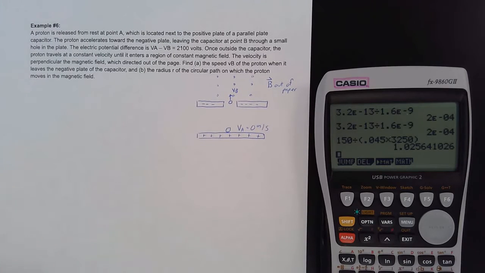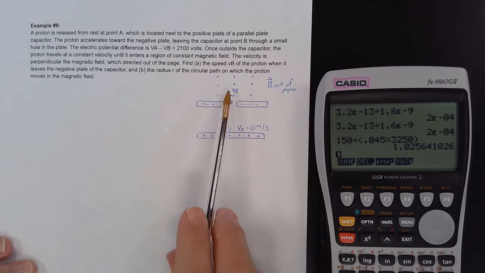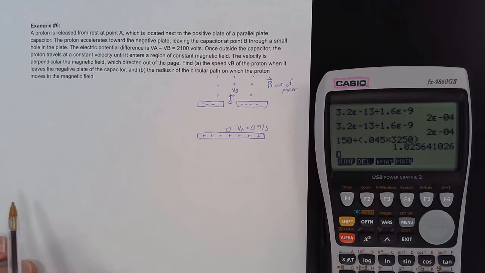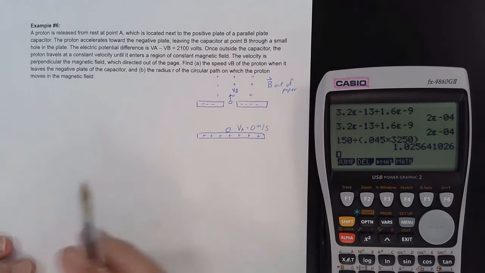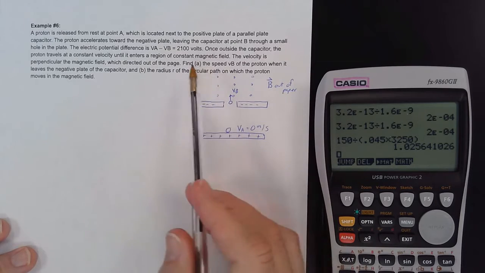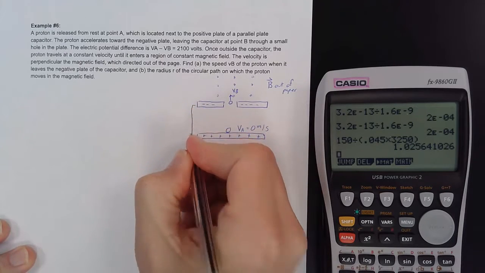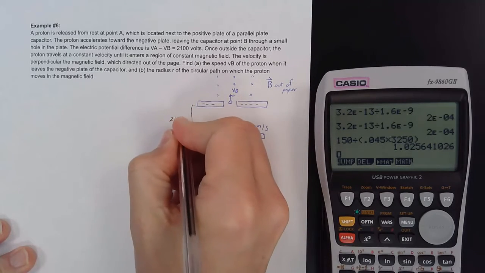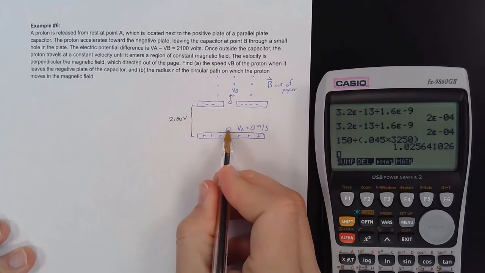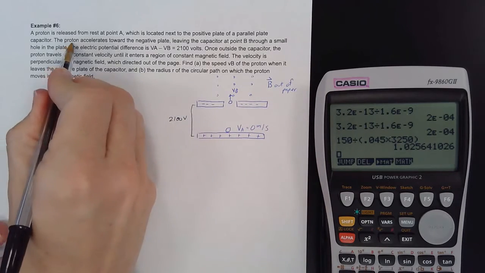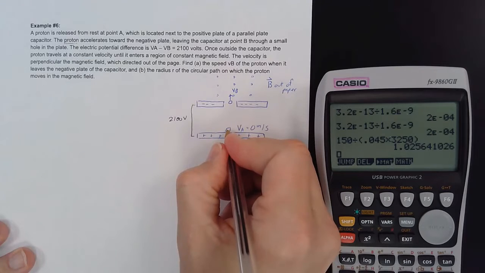All right, we got another great example here of a problem involving both electric fields and magnetic fields. I'll let you go ahead and have a read through it, pause it if you need to. Let's go ahead and talk about it though. So essentially we have a potential difference here of 2,100 volts. And this charge, which is a proton, is going to start right here.